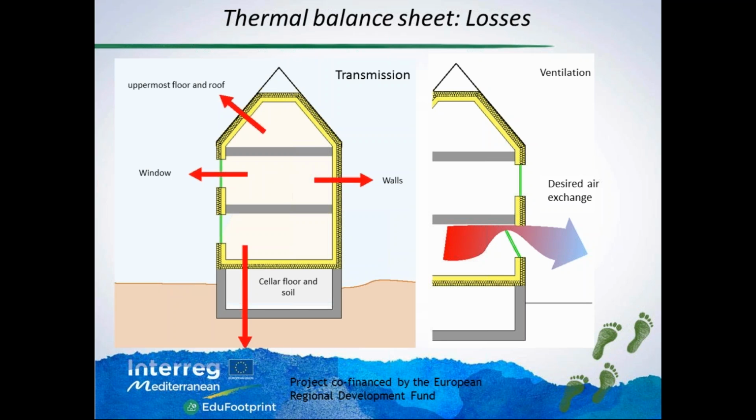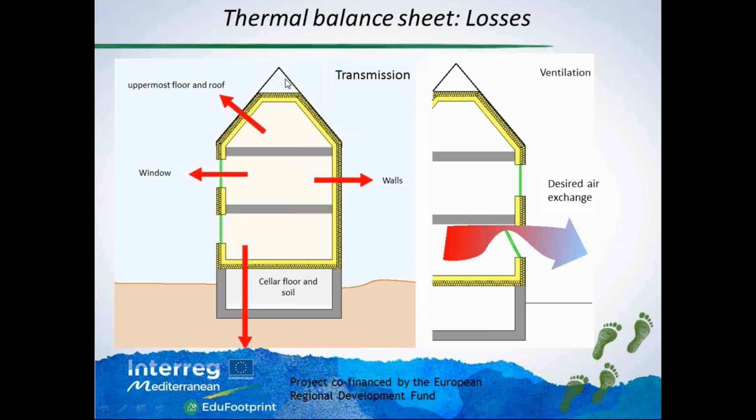The first and the main losses that we have are the losses by transmission. This means that the warmth, the heat that we have inside tends naturally to go outside if the outer temperature is lower than the one inside. And we have some transmission losses from the walls, the outer walls, and this is usually the main loss that we have, because it is also the larger element that makes a building.